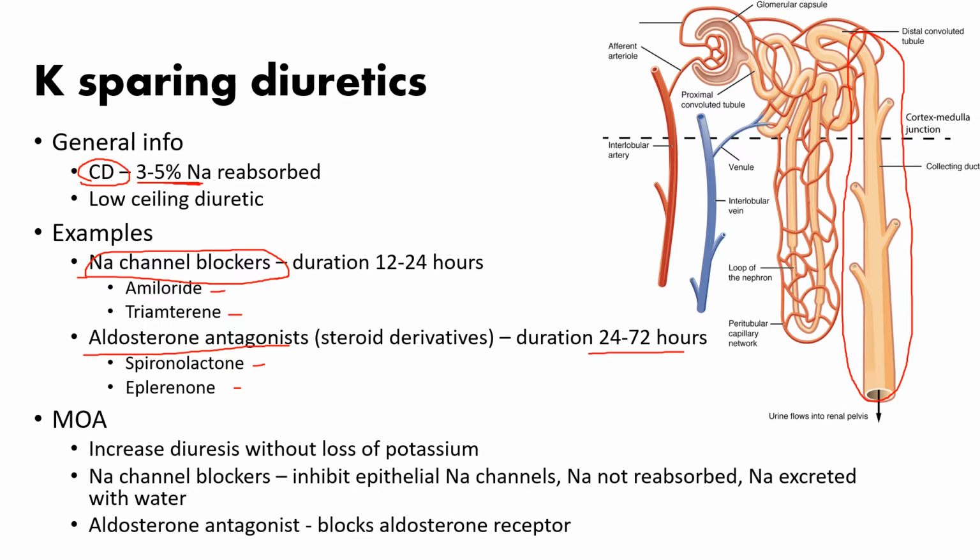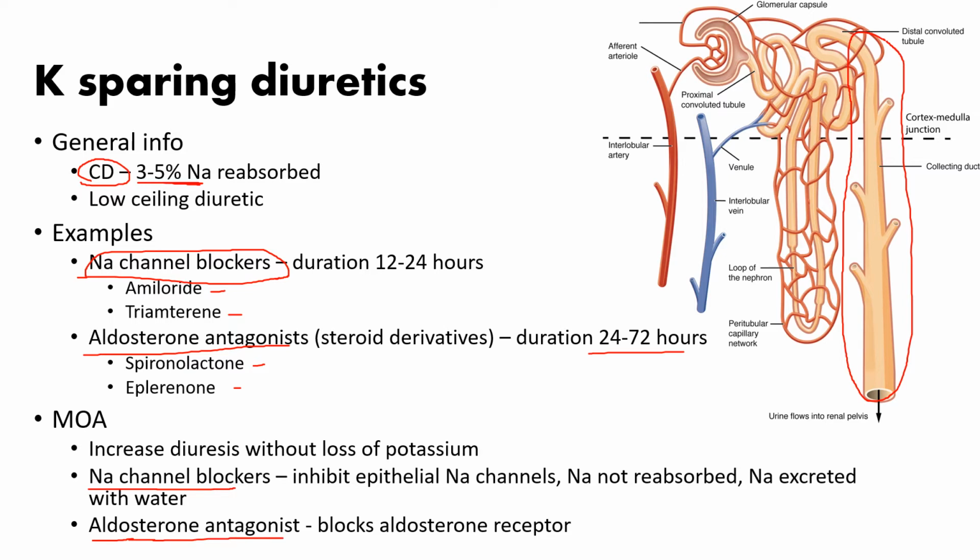The mechanism of action, as I've explained just now, we have two main mechanisms. We could either block the epithelial sodium channels, which means that our sodium is not being reabsorbed and therefore is excreted, and it's excreted with water because wherever sodium goes, water follows, okay? And they could also block our aldosterone receptors, and those agents are just called the aldosterone antagonists, okay?